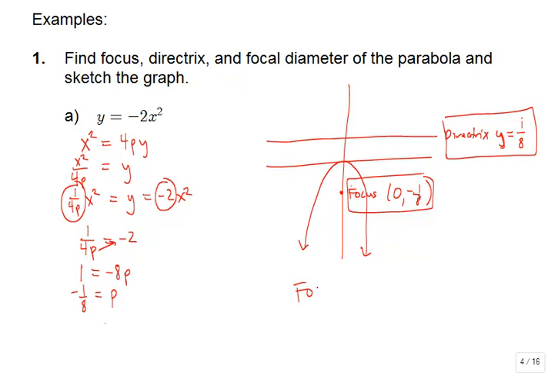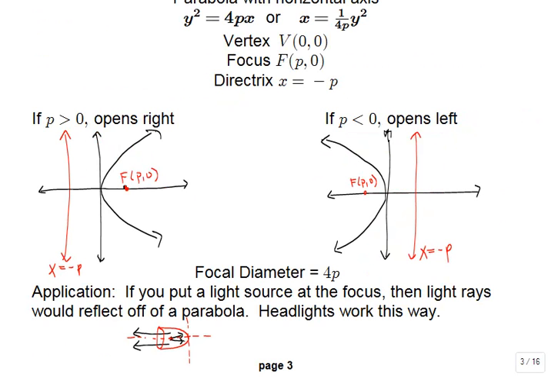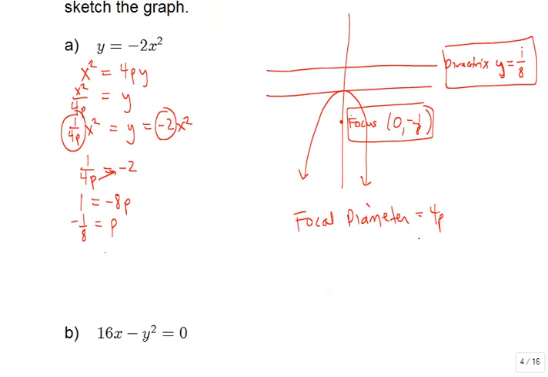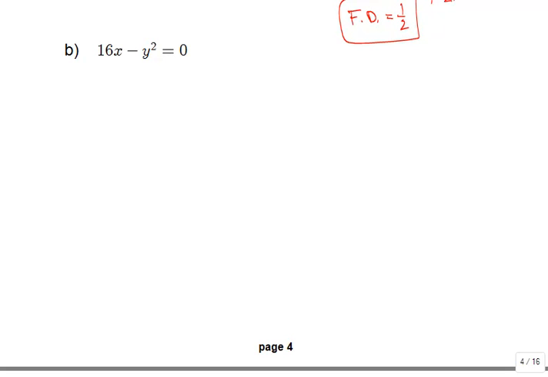And finally, that focal diameter is just that formula 4p. We mentioned that up above here. So here's our focal diameter, 4 times p, and in this problem our p was this negative 1/8, so this would become negative 1/2. Personally, I believe that focal diameter should be considered positive because a diameter, I think, is a distance. So I am going to take an absolute value of this, and say my focal diameter here is just 1/2. Okay? Alright, let's try another example.